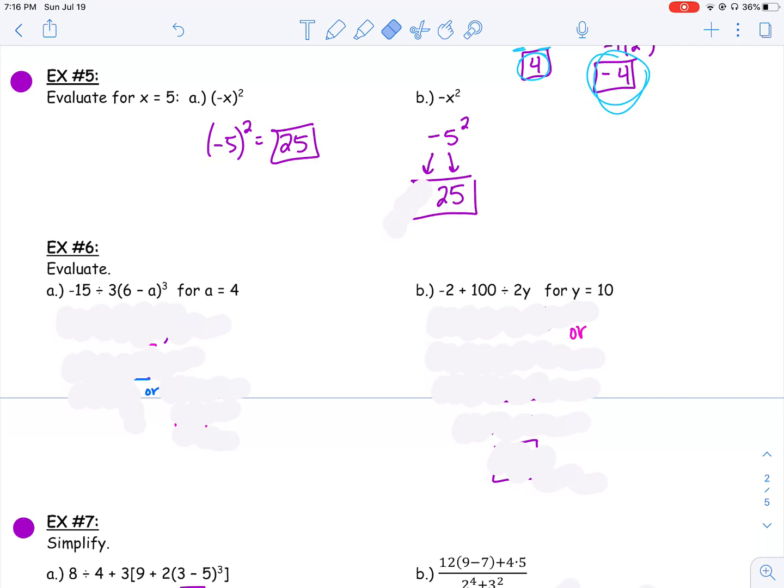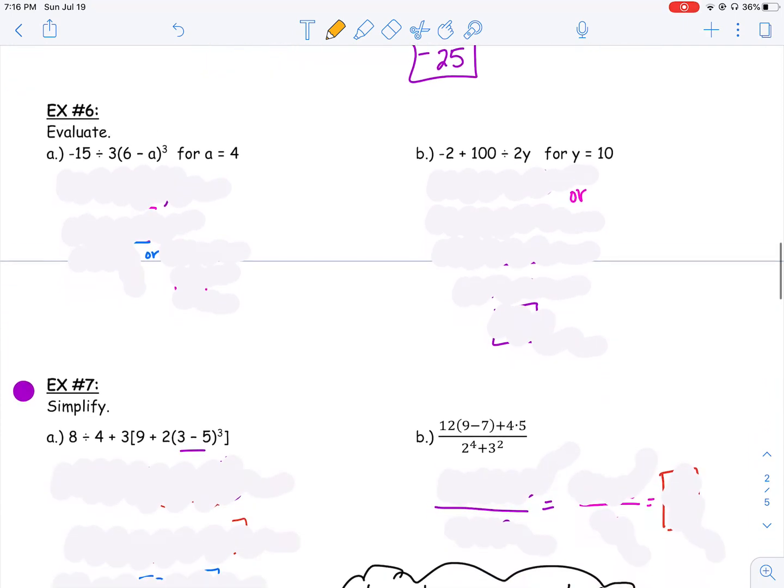5 times 5 is 25. And then what's the opposite of 25? Well, it's negative 25. So when the negative is inside the parentheses, my answer turns out to be positive. When my negative is not inside the parentheses, I have to take the opposite of 5 squared, which is negative 25. So it turns out to be negative. So parentheses make a big difference, so be careful with that.